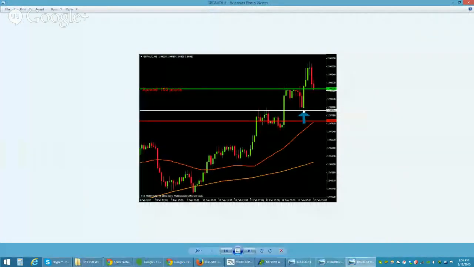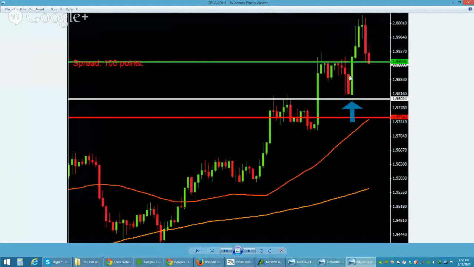On the pound Aussie, we bought it. As you can see, we bought it at the white line and the blue arrow over here, and it hit our take profit at the green line. We had our stop at the red. Just zoom in to show you more clearly.